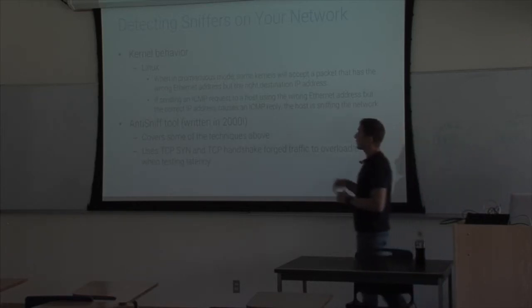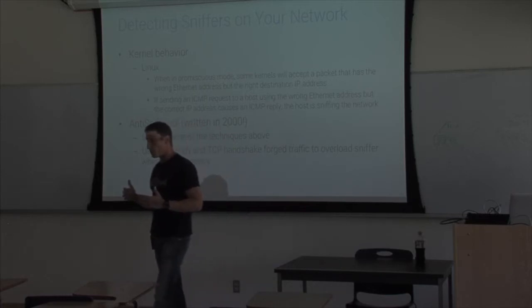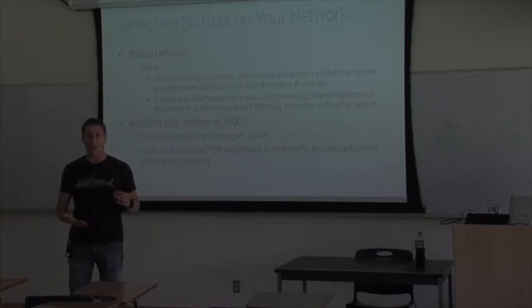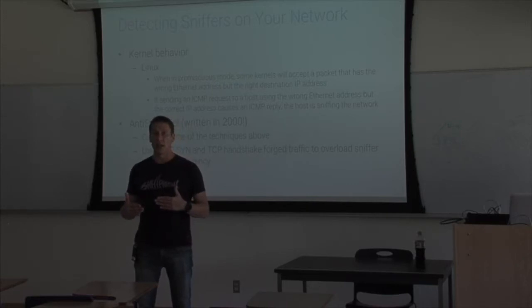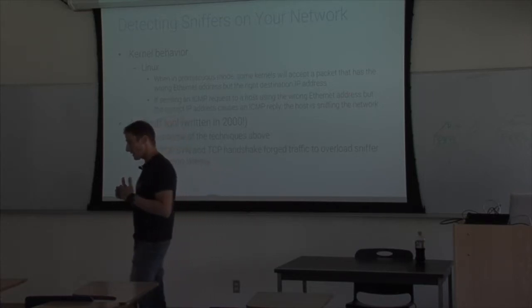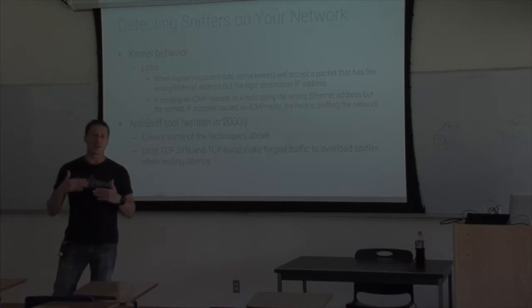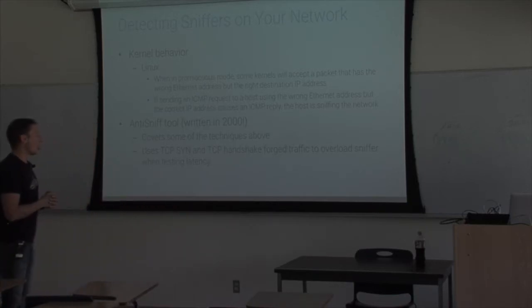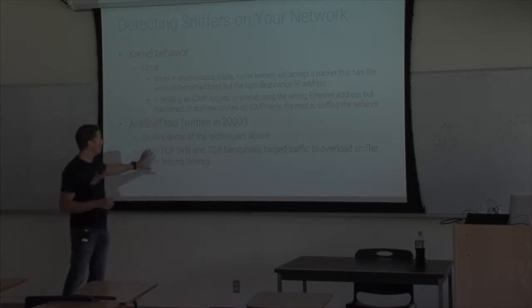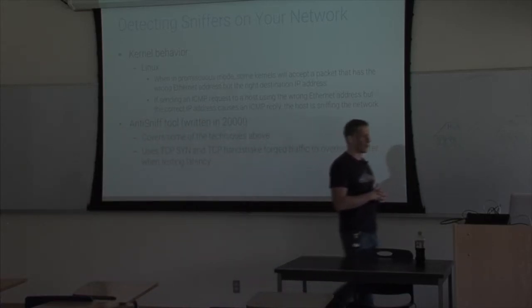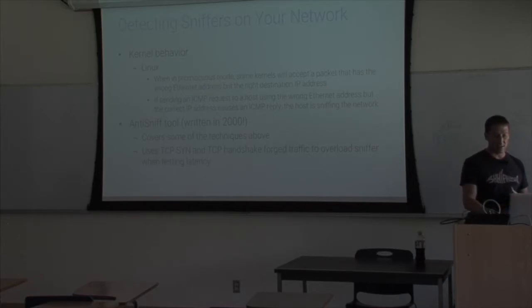Other things, you can look at specific kernel behavior. For example, in certain versions of Linux, if there is an Ethernet packet which has the wrong Ethernet address but the correct IP address for that host, that packet, when the network interface is in promiscuous mode, will be passed up to the operating system, and therefore you could have, for example, the sniffing host respond to pings even though the ICMP packets are encapsulated in a frame that doesn't go to the hardware address of the host that's sniffing. And many of these techniques were included 17 years ago in a tool called AntiSniff, but in general it's very difficult to detect sniffers.